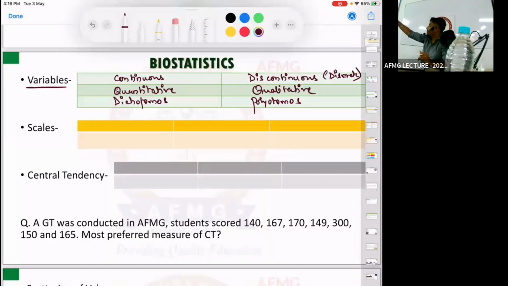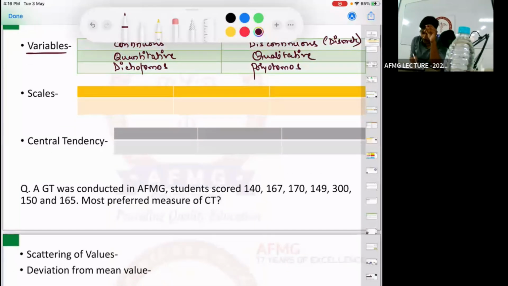Blood pressure values, continuous or discrete? Continuous. Quantitative or qualitative? Quantitative. Dichotomous or polychotomous? Polychotomous. No issues with this now. Variables are done. Moving further, if I talk about scales.